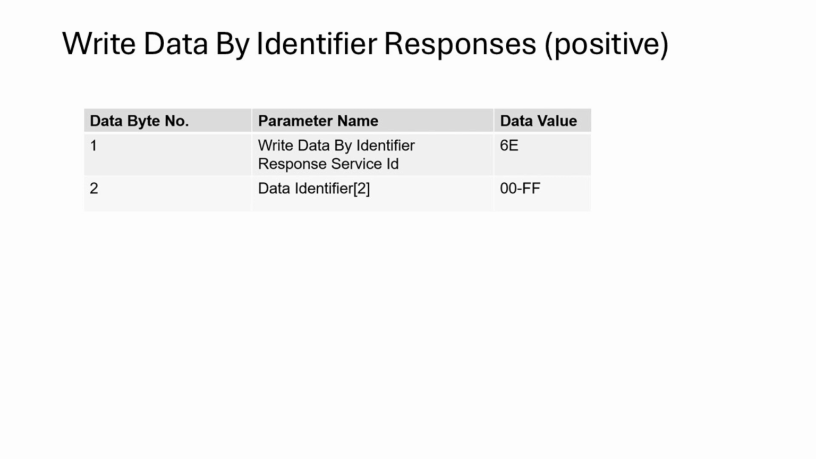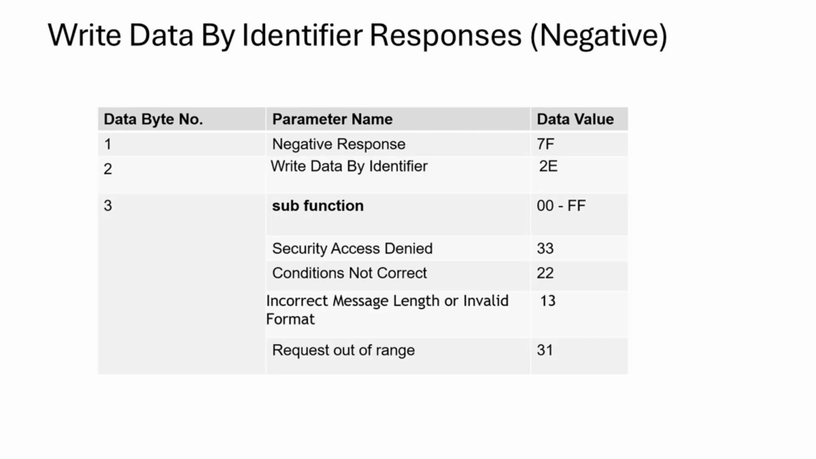Write data by identifier response. So negative response is 7F 2E, and these are the subfunctions you will see: 33 security access denied, condition not correct, incorrect message length or invalid format, and request out of range. So these are the subfunctions you will see.